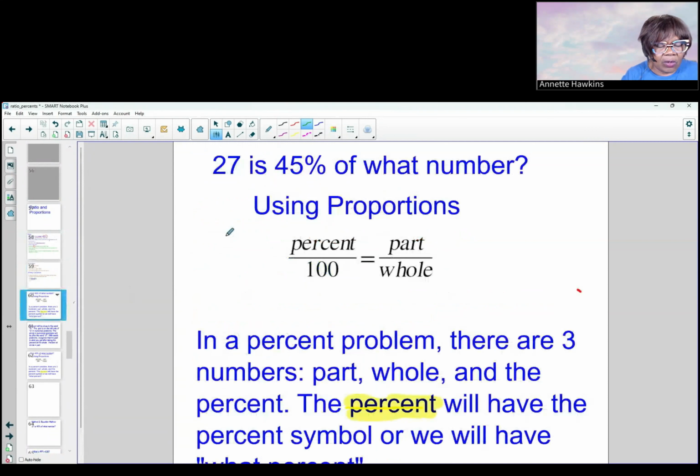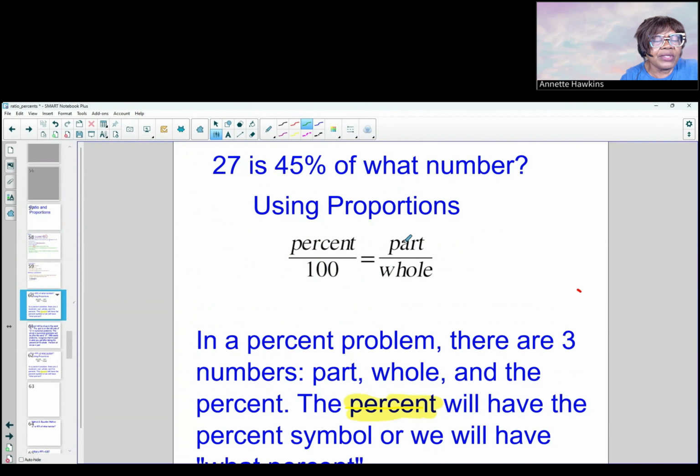All right. So when we work out percent problems, these are what we call numerical percent problems. We set it up as a proportion. This is the first method. Okay. 27 is 45% of what number? So we're going to use proportions. Now, when you use proportions, you take the percent, remove the percent symbol, and put it over 100. Remember, when we remove the percent symbol, to compensate, we put it over 100.